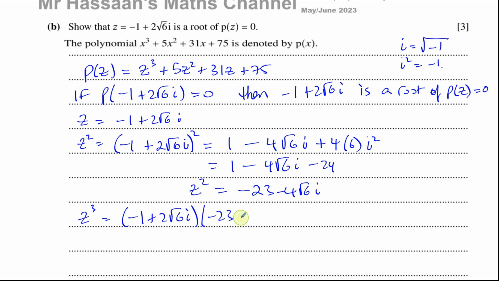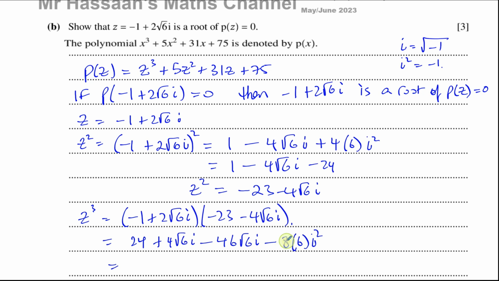And we've got minus 23 minus 4 root 6i. So when we expand this, we have minus 1 times minus 23, which is positive 24. And minus 1 times minus 4 root 6i, which is plus 4 root 6i. Then we have 2 root 6i times negative 23, that's negative 46 root 6i. And you have positive 2 root 6i times negative 4 root 6i, so it's negative 8, and root 6 times root 6 is 6, and i times i is i squared. Okay, so this will give us 24.